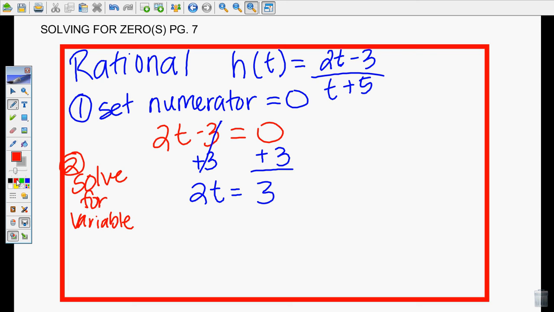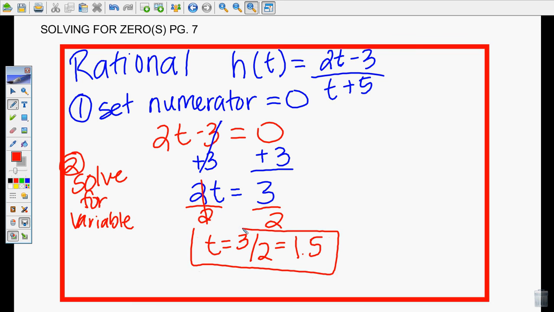Now we're down to 2t equals 3. Is our variable by itself? No. So what do we need to do? Divide. We need to divide by 2. What I do to one side, I do to the other. So I now have t equals 3 over 2. Does anyone know what 3 over 2 is as a decimal? 1.5. So this is my solution. And what would be my coordinate? Perfect. My coordinates would be 3/2, comma 0.